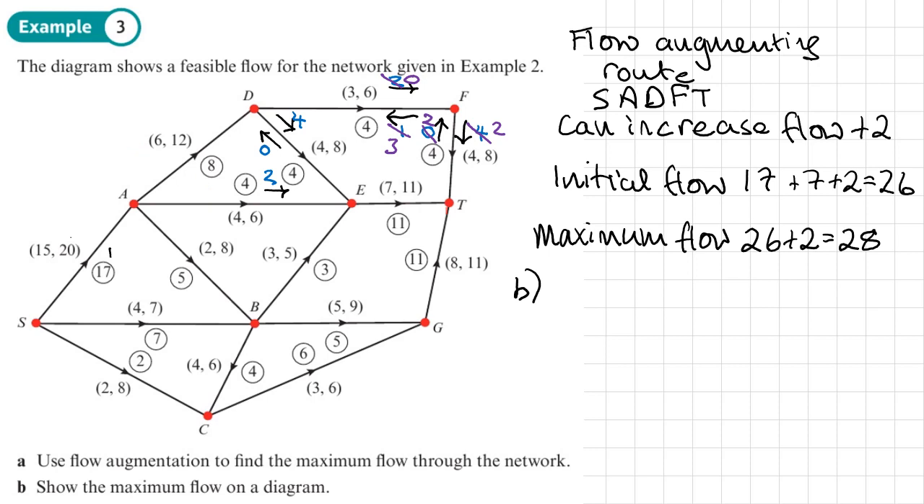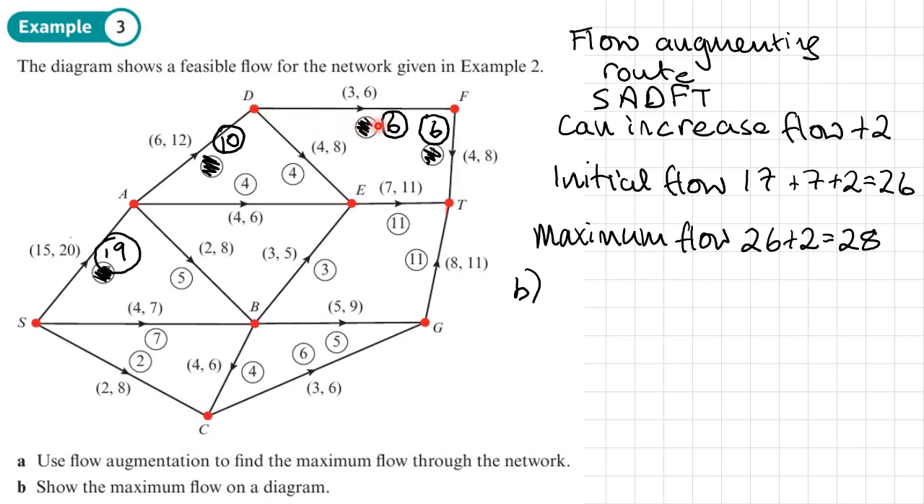Okay, so the 17 here increased by 2, so we're going to make that 19, like this. Then the next arc here increased that flow to 10. Next arc here increased that to 6, so 2 more. And then do the same here, increase that 4 to 6. So that completes part B.